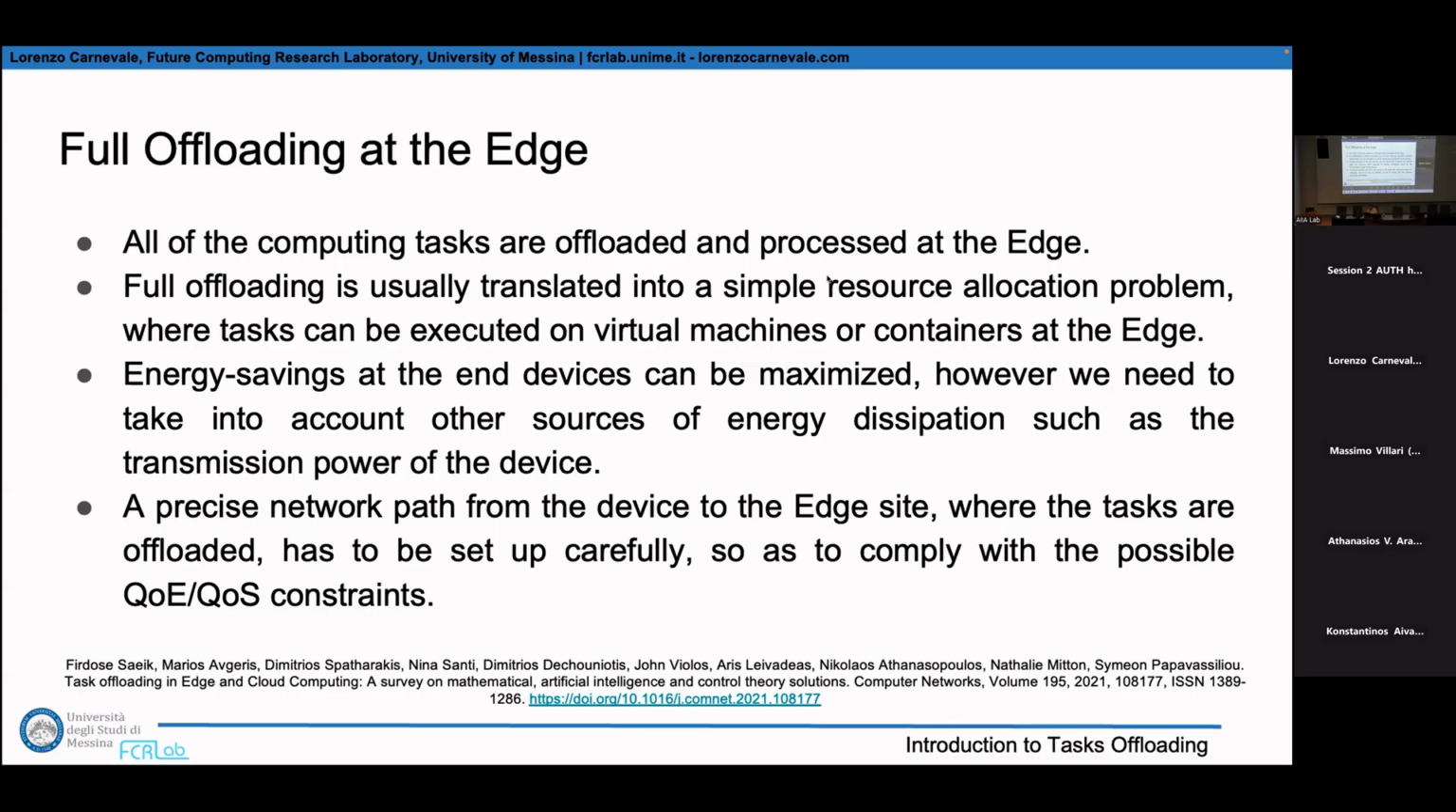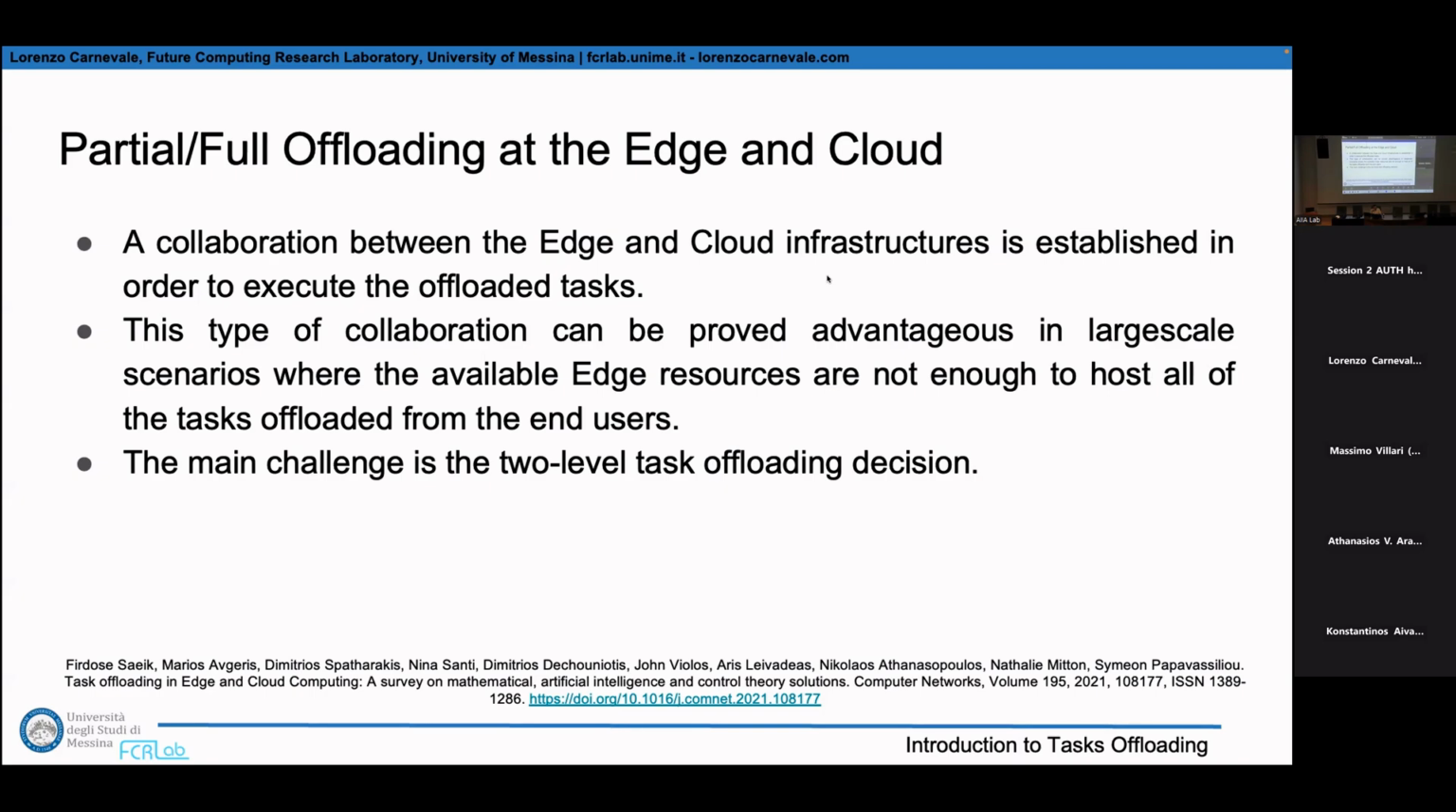Typically, a precise network path from the device to the edge site is required, where the applications are offloaded, while still maintaining the quality of experience, the quality of service constraints that are part of the functional and non-functional requirements of the system. Still, we have the partial or full offloading at the edge and the cloud. What does it mean? We have a collaboration between the edge and the cloud infrastructure to establish what are the tasks that need to be offloaded and in which destination.